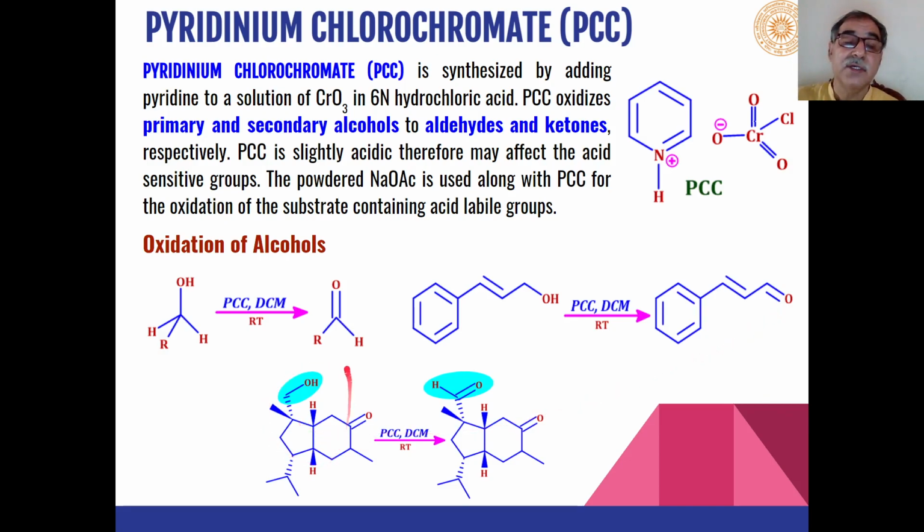Similarly, in this natural alcohol, this is a primary alcohol. The PCC oxidizes this to the aldehyde group as the product. And the reaction is a selective reaction. You can see that this keto group is not further oxidized to the carboxylic acid. So this keto group is not affected by PCC.